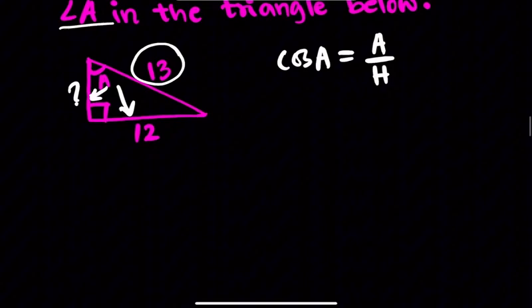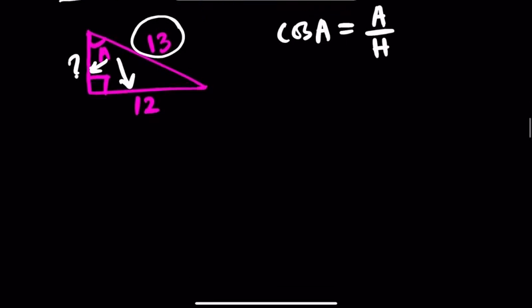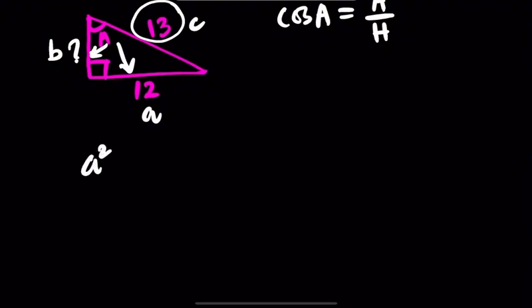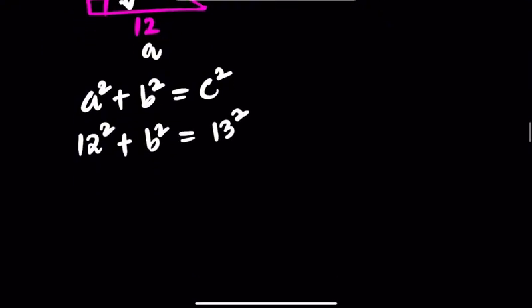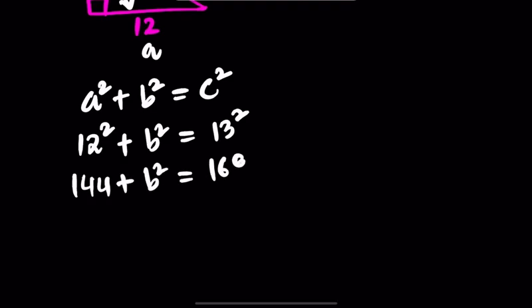So before we find the ratio of cosine A, we need to find the length of the adjacent side by applying the Pythagorean theorem, since this is a right triangle. Let's say this side is A, this side is B, and this side is C. The Pythagorean theorem says that A square plus B square equals C square. So A square means 12 square, B square is as it is, and C square means 13 square. So 12 square is 144, B square stays as it is, and 13 square is 169.